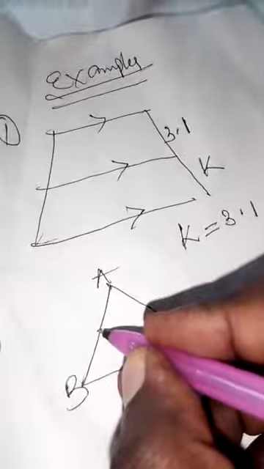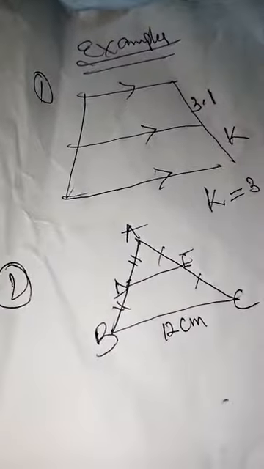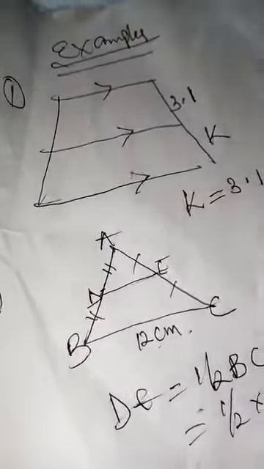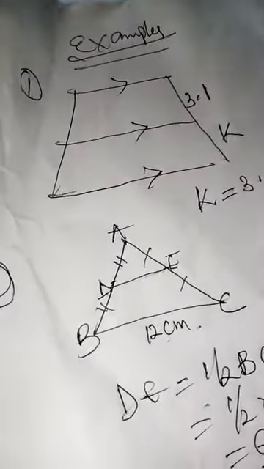Example 2. If I'm having A, B, C, and this one is D, E. We are given that this one is equal to this. This one is the midpoint. And you are given that this place is 12 centimeters. Who can tell us the theorem we'll be using here? It is the midpoint theorem. This one is half of BC. Definitely, my DE will be half BC, which is equal to half times 12, which is equal to 6 centimeters.